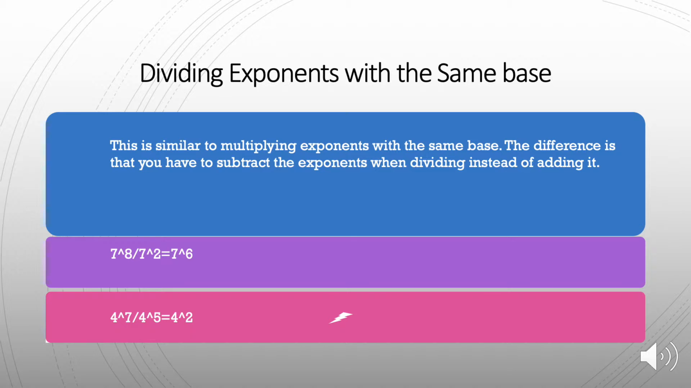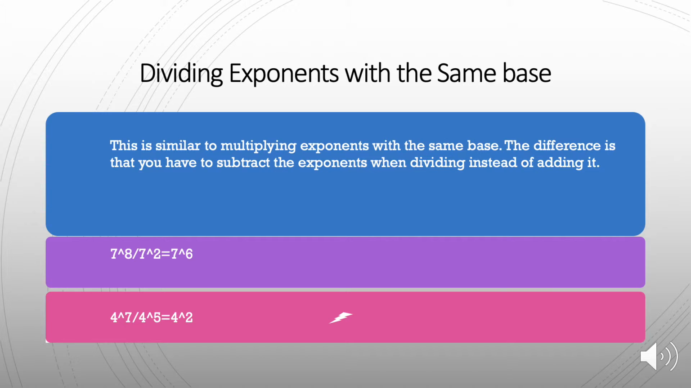Similarly, there's dividing exponents with the same base. The difference is that you have to subtract the exponents instead of adding them. Here's an example: 7 to the power of 8 divided by 7 to the power of 2 equals 7 to the power of 6, because 8 minus 2 equals 6.